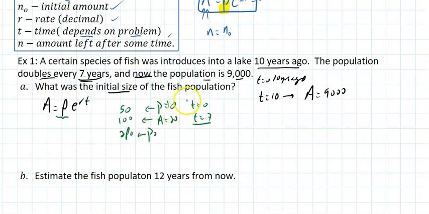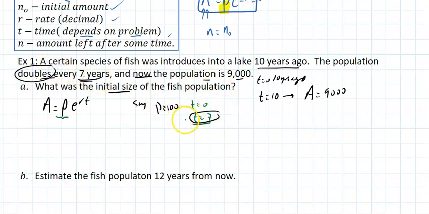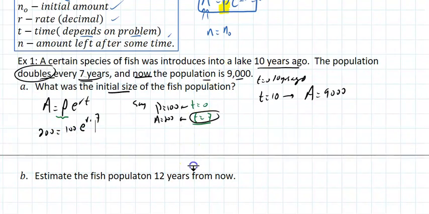Now, if you don't like that, that's okay. Anytime they don't give you the initial population, you could say, let's say the initial population was 100, for example. In 7-year time, that initial population will become 200. And if I fill in the blanks, 200 equals 100 e to the r times 7. This allows me to find r.